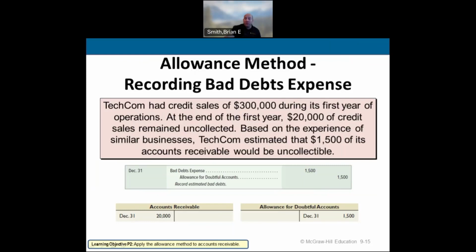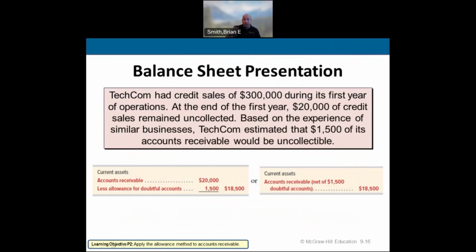So we're going to have a $1,500 credit on our allowance for doubtful accounts and a debit for our accounts receivable. What this is going to do is show on our balance sheet that we think we're going to collect $18,500 of this accounts receivable. And that's what we're going to present on our balance sheet. And here it is. Okay, great. So in our current assets, we can show the accounts receivable less the allowance for doubtful accounts, $1,500, or we can just show accounts receivable in parentheses net of $1,500 doubtful accounts, $18,500.